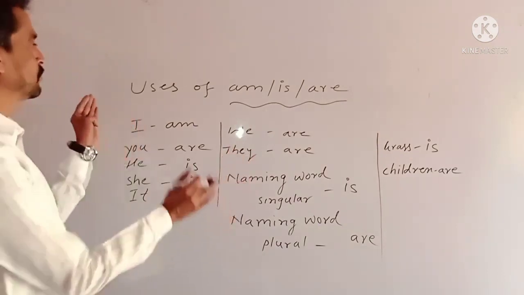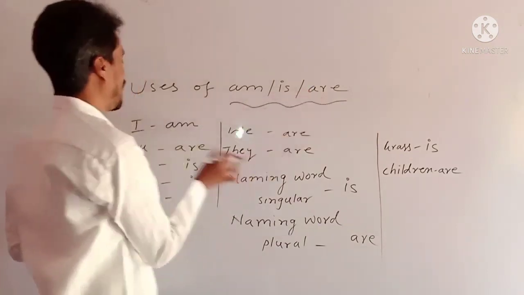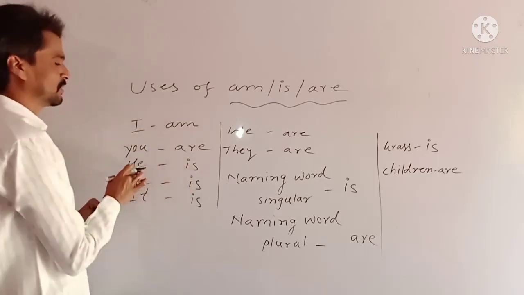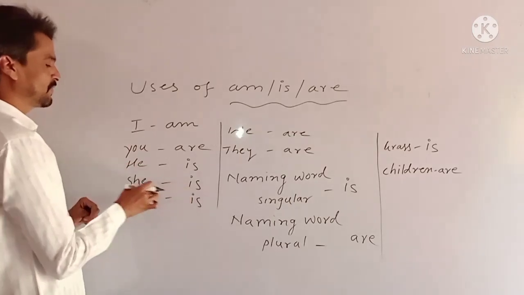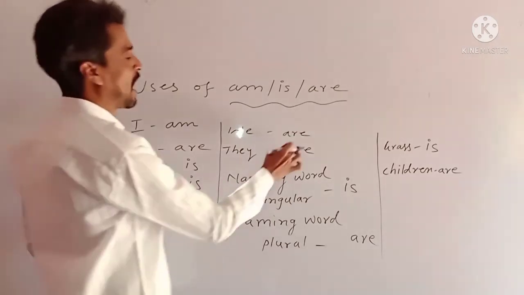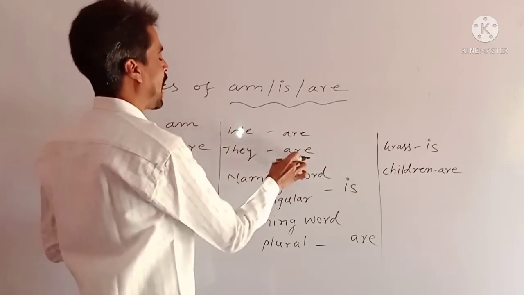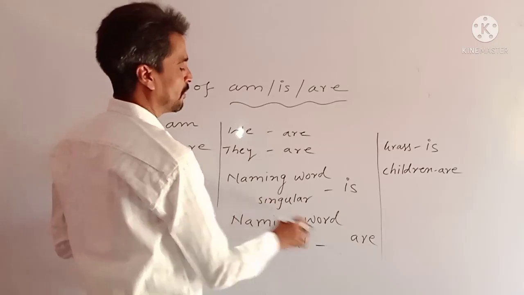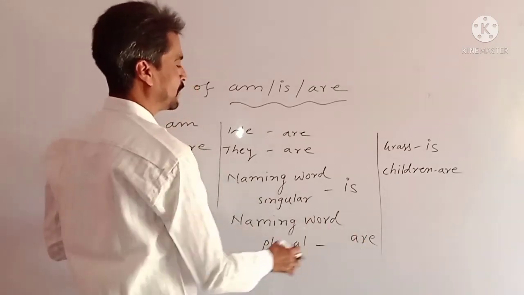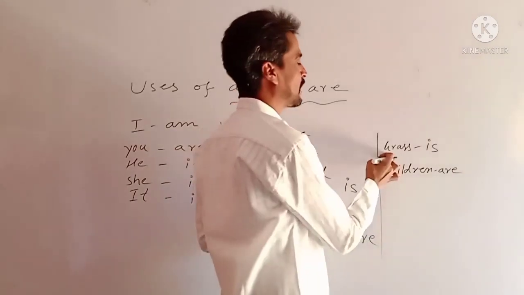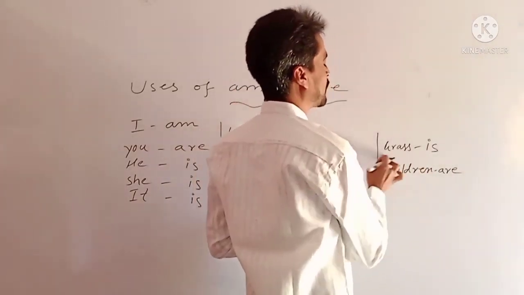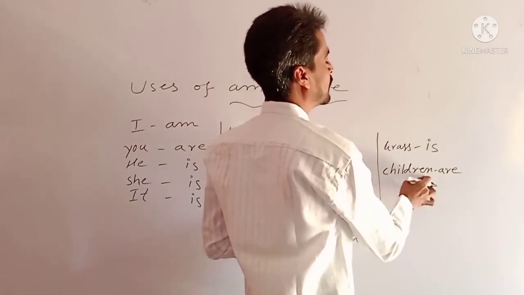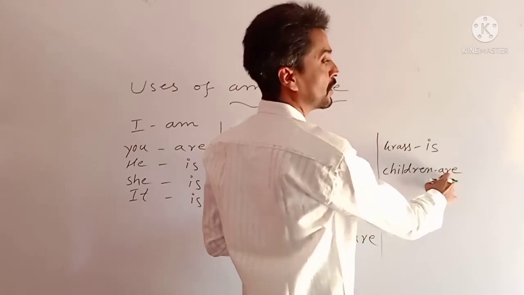So once again I am explaining here the uses of am, is, are. Am is only with I. Are is with you. Is with he. Is with she. Is with it. Are is with we. Are with they. Is with naming words in singular form. Are with naming words in plural form. For example, grass is a naming word in singular form, that's why is. Children is a naming word in plural form, that's why we can use are here.